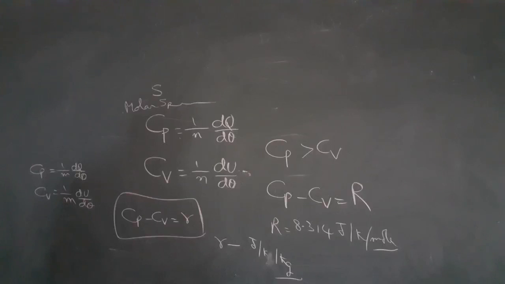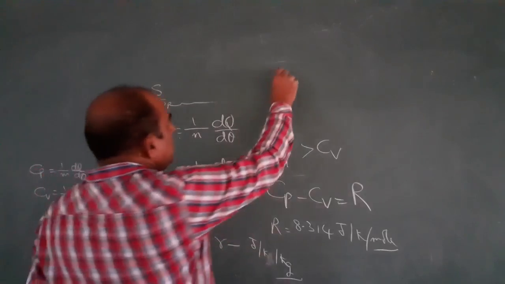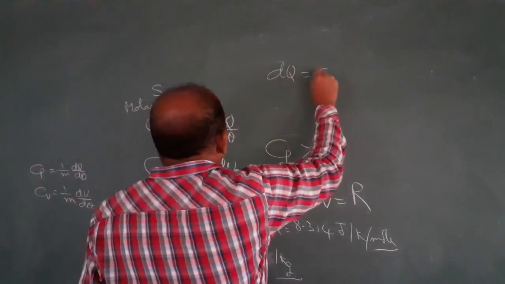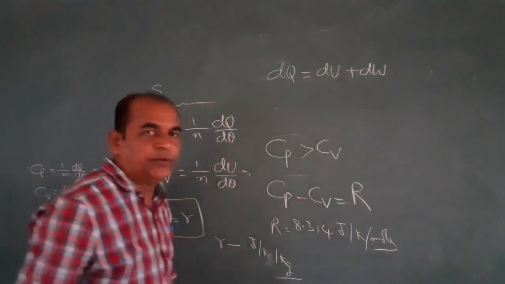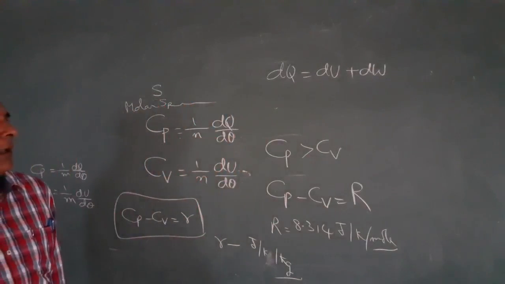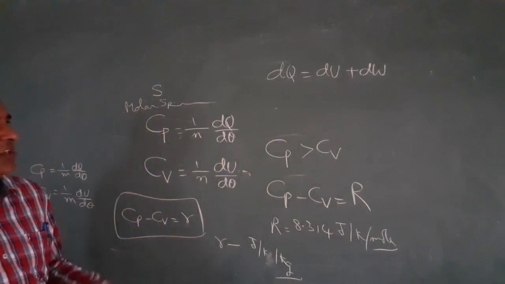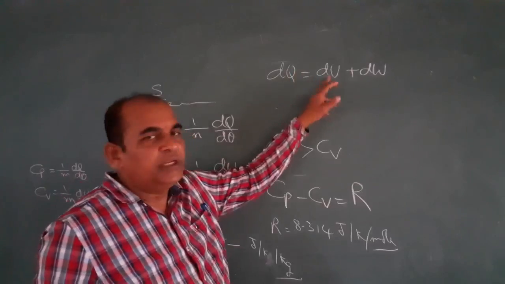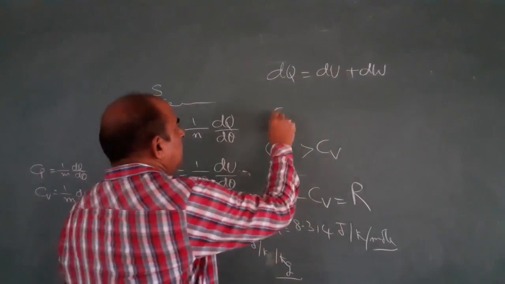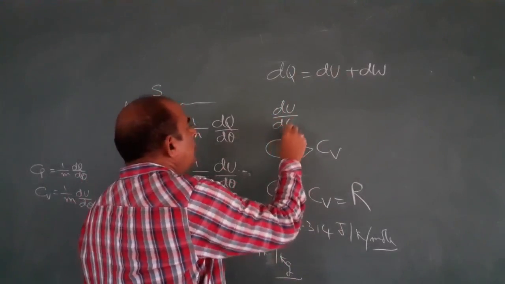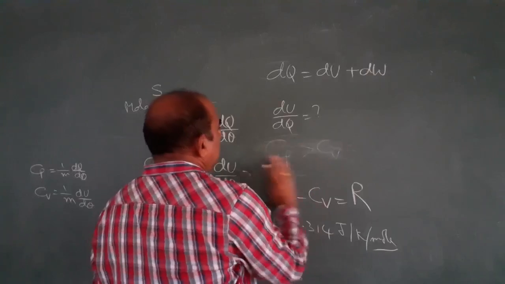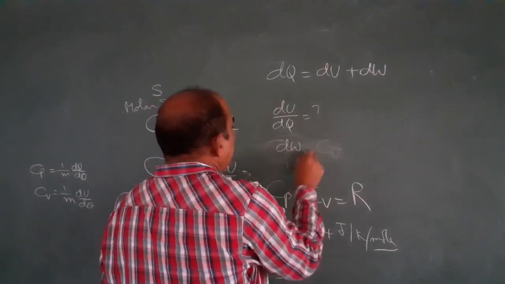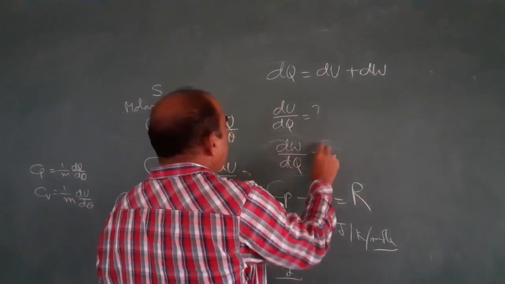Okay. Now some heat energy is applied to the gas. What fraction is utilized to increase its internal energy, dU by dQ, how much? And what fraction is utilized to do the work done, dW by dQ, how much?